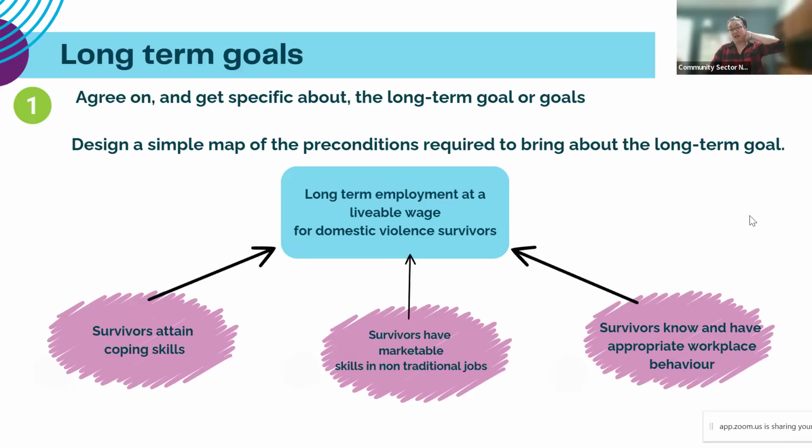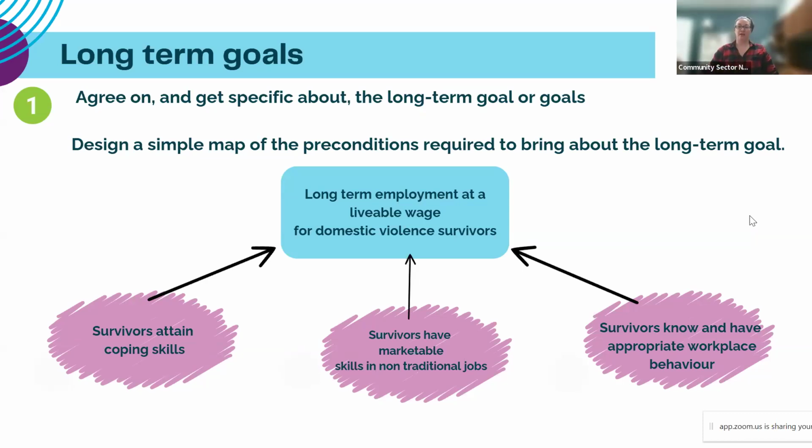So in order to have long-term employment at a livable wage for survivors, this group would have identified 3 requirements. Survivors would have had to attain coping skills. Survivors have to have marketable skills in non-traditional jobs. And then they also have to be aware of appropriate workplace behavior.